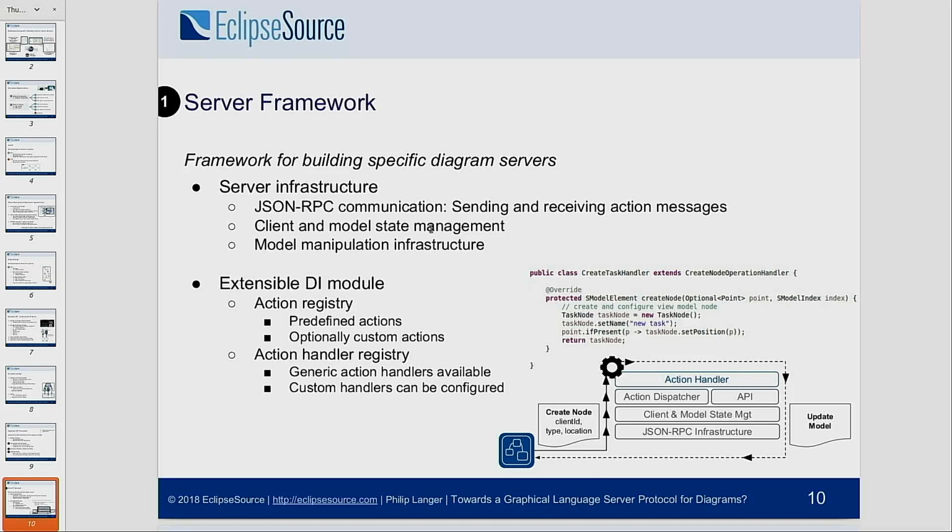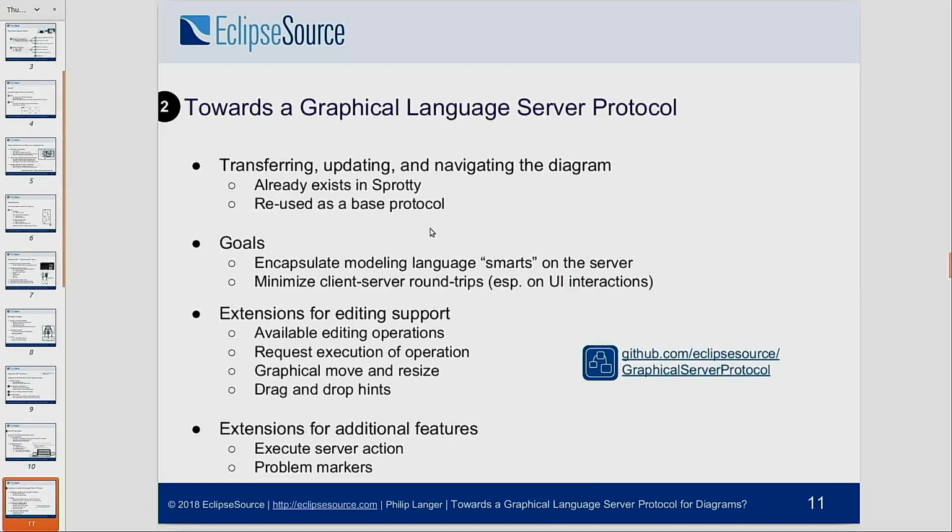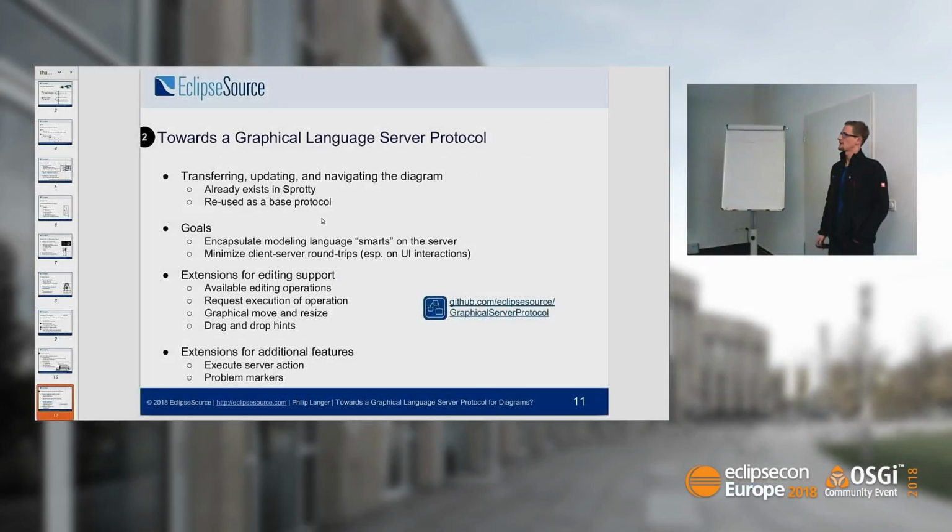You also get an index of the whole view model provided if you want to look up other stuff and so on. And you can also override other methods if you need more information to actually handle this request. Right, so we have now looked at the framework for providing a server.